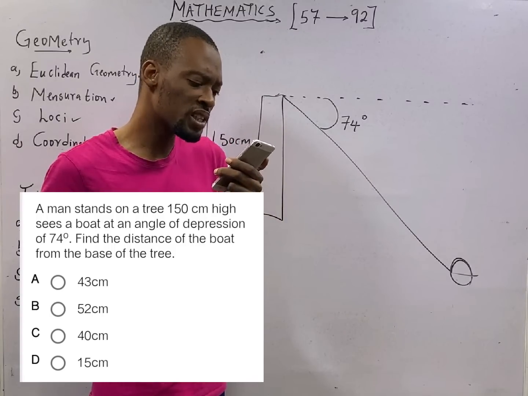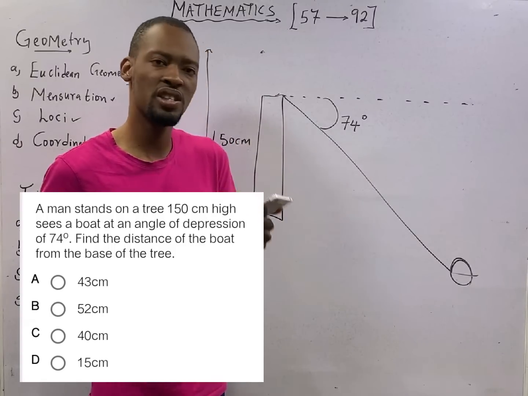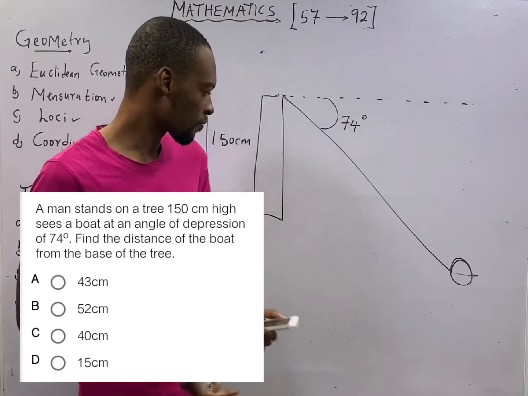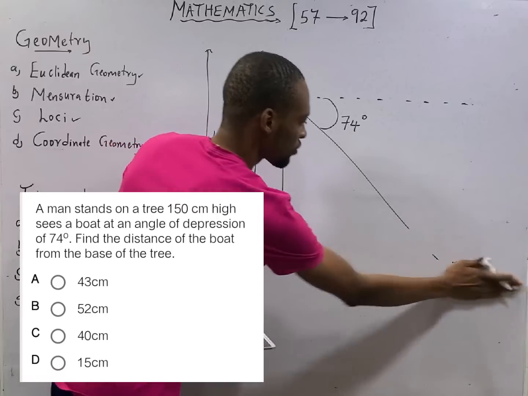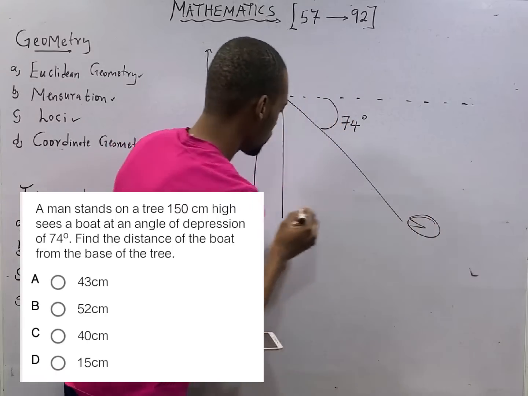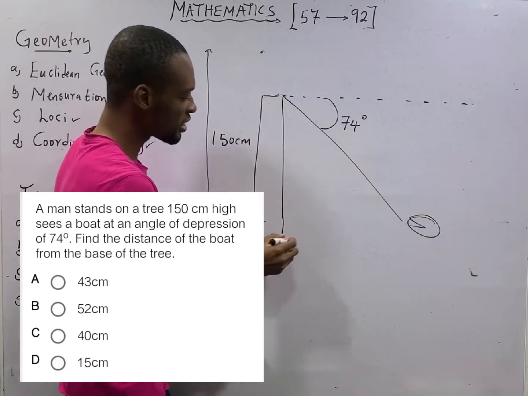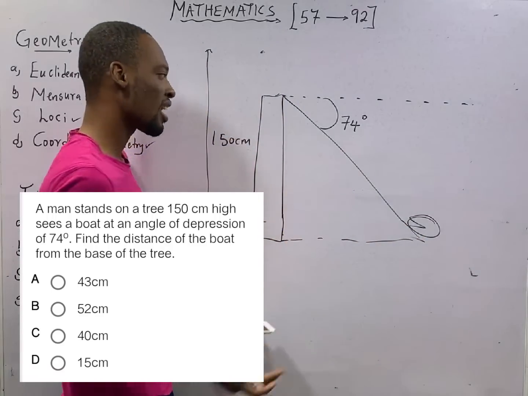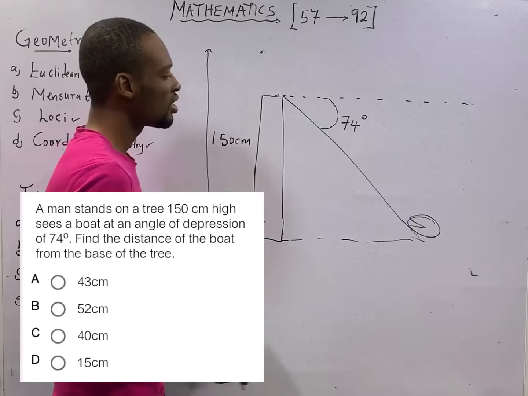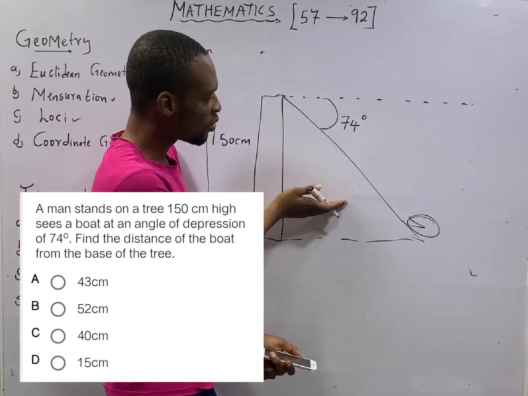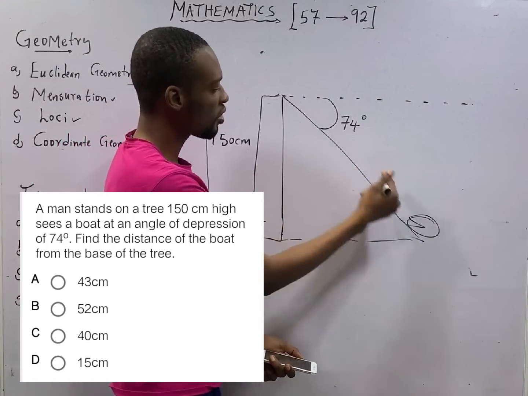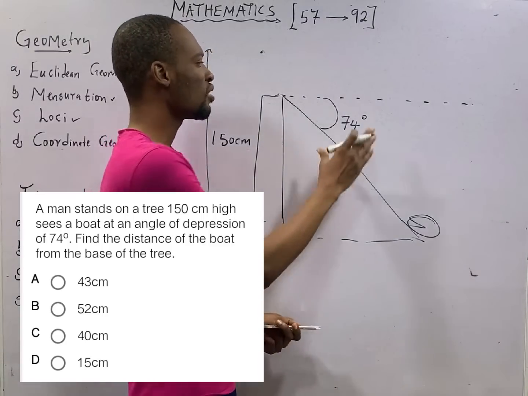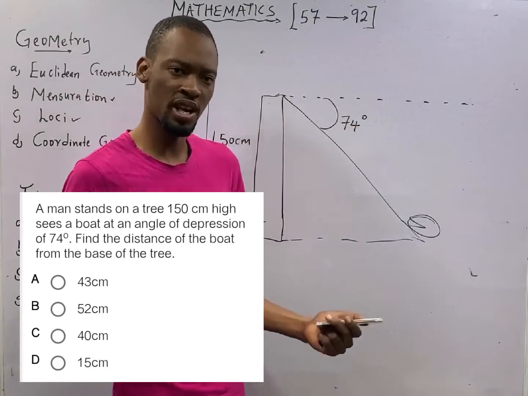We are told to find the distance of the boat from the base of the tree. We can do this in many ways. This is the base of the tree. This is the boat. So this is the distance from the base of the tree to here. It is basically the adjacent. But if you are solving using this triangle, you have this alternate angle. That would work. But I usually prefer that you should solve exactly the way you got your triangle.